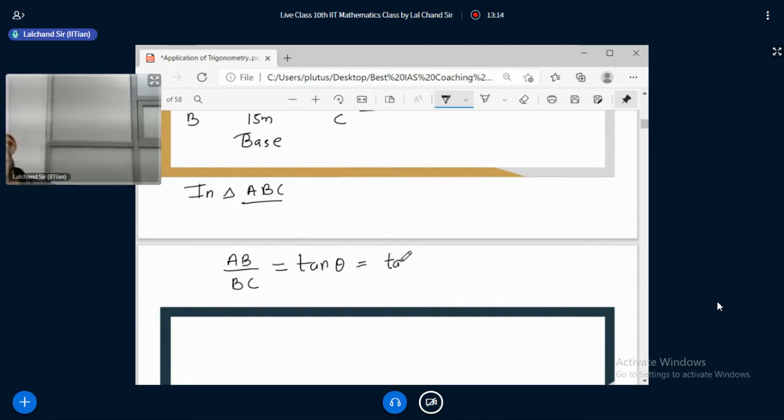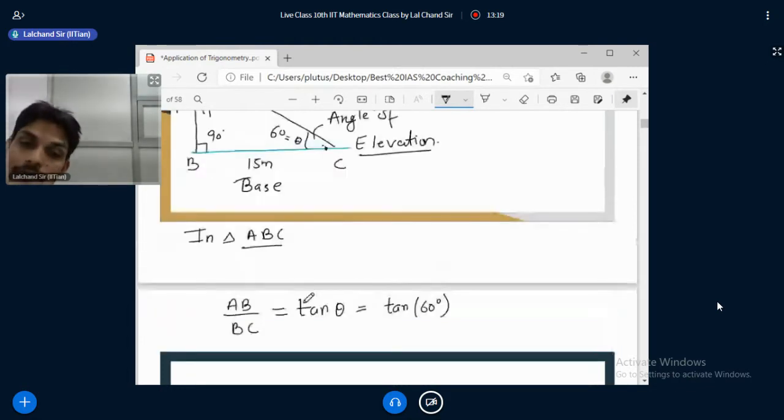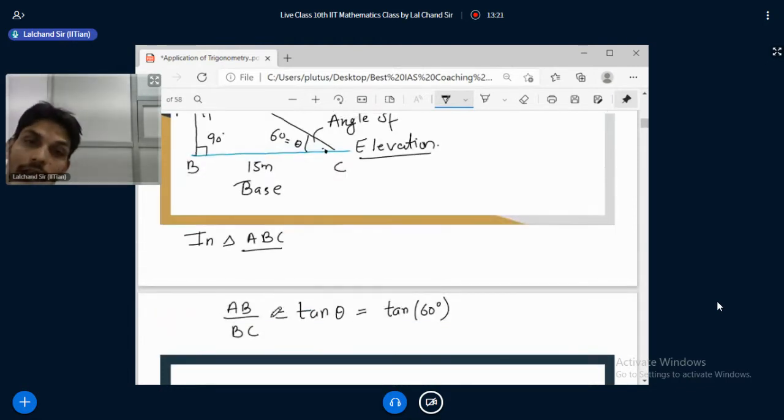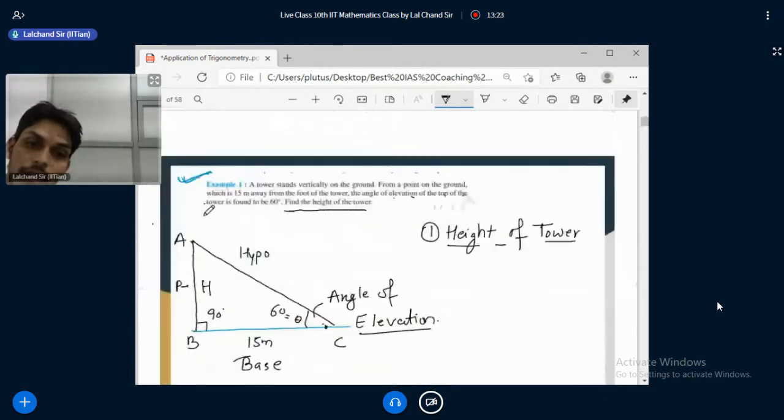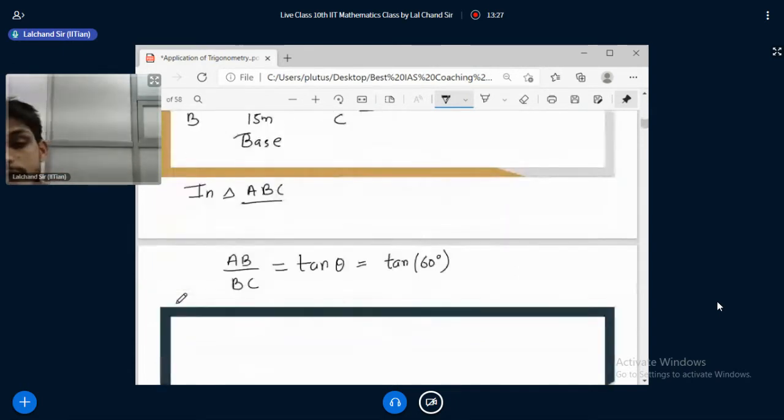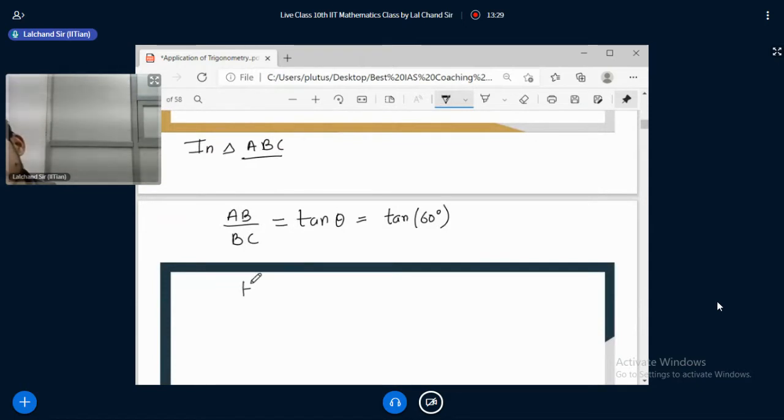We can say tan of 60 degrees. Okay, so what is the AB value? The AB value we have supposed as the height of the tower. If we substitute here, then H divided by BC value. What is the BC value? BC value is 15 meters. So that is equal to tan 60 degrees.